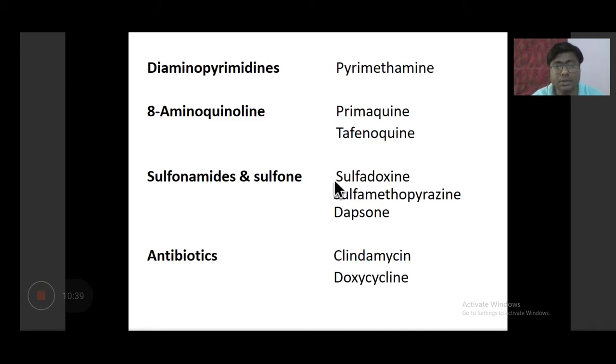It is something which is given always. We will see that. Then the sulfonamide group of drugs and antibiotics, some clindamycin, doxycycline. So there are some antibiotics, meaning antibacterial drugs, which can be used for treatment of malaria. We will see in some regimens you will find them. For example, doxycycline is used for short-term prophylaxis of malaria.